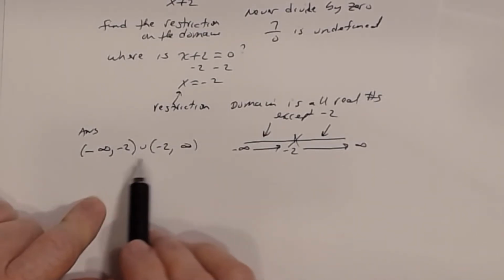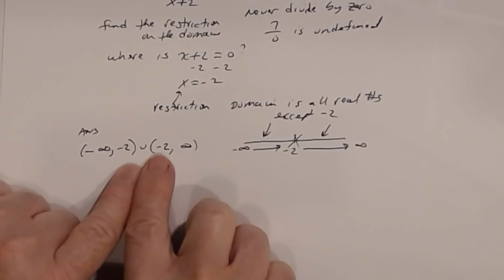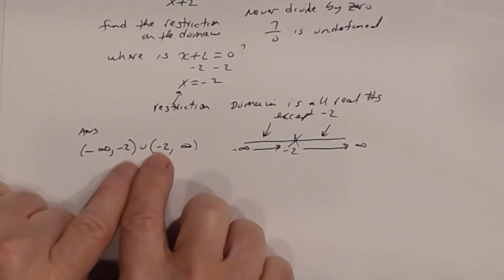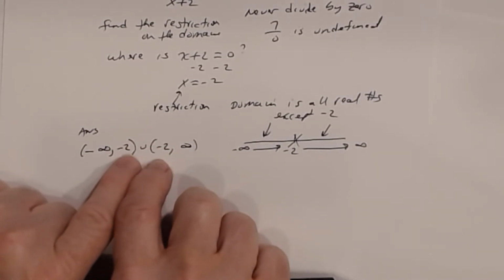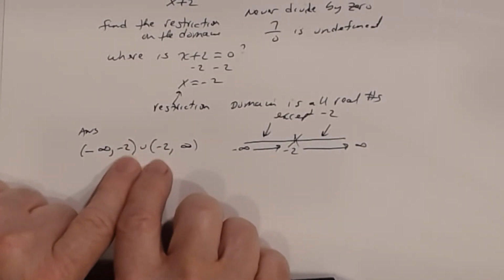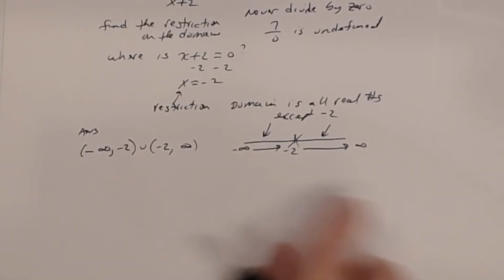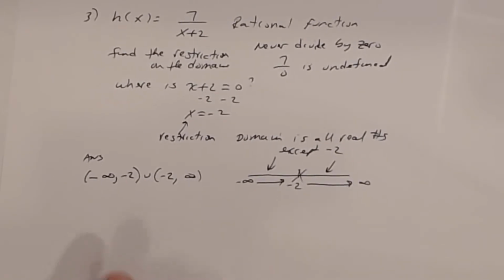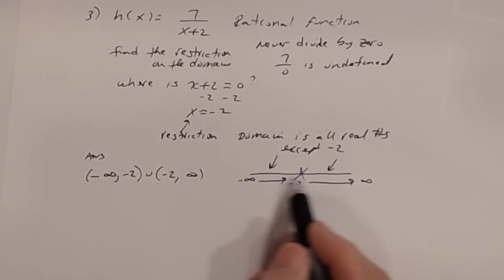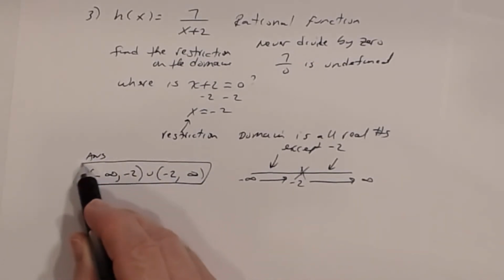Notice the parentheses. You use parentheses with negative 2 because you cannot use negative 2 in the domain. Negative 2 is not in the domain. If you put a bracket, then you're indicating that negative 2 is in the domain, which you know it cannot be because it makes the denominator 0. All right, so that's how you do this. It helps to draw this right here. Okay, so that's the answer to number 3.